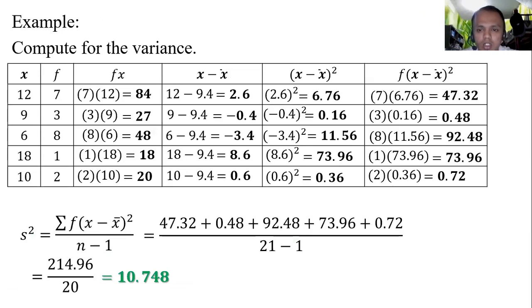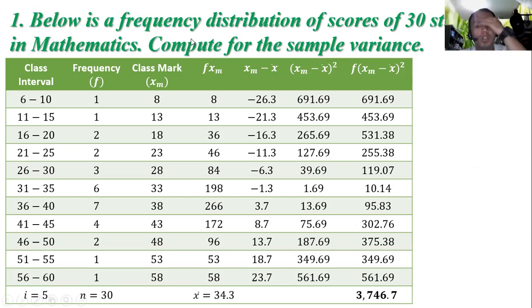Okay? Next. Now, exercise time. Below is the frequency distribution of scores of 30 students in mathematics. Compute for the sample variance. Now, so again, I already computed for the class mark, the product of class mark and frequency, the deviation, the square deviation, the product and the summation of frequency times square deviation, and that is 3,746.7. What we need to do here is to substitute na lang and divide it by n minus 1.